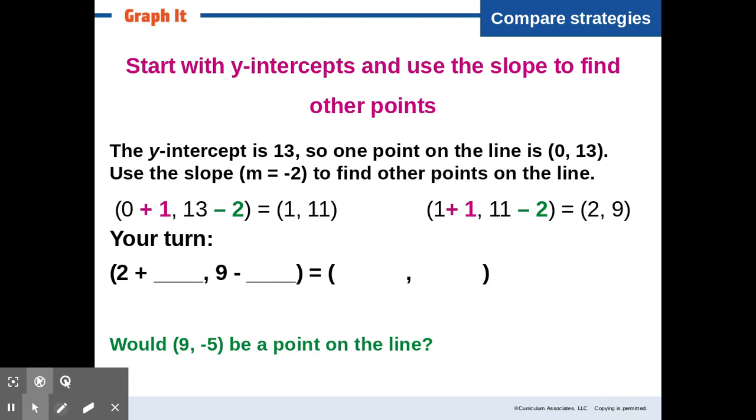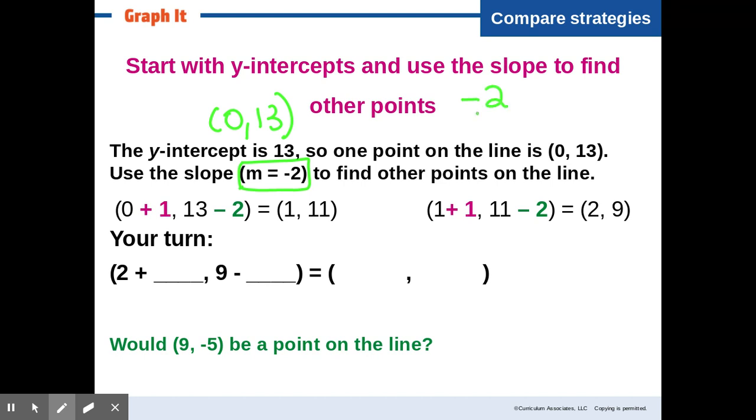We already talked about this cooler problem, where my y-intercept was 0, 13. And I know that my slope was -2 because I was going -2 over 1. The -2 is dealing with my y, and the 1 is dealing with my x. So I can use all of that information to help me find other points on my graph.